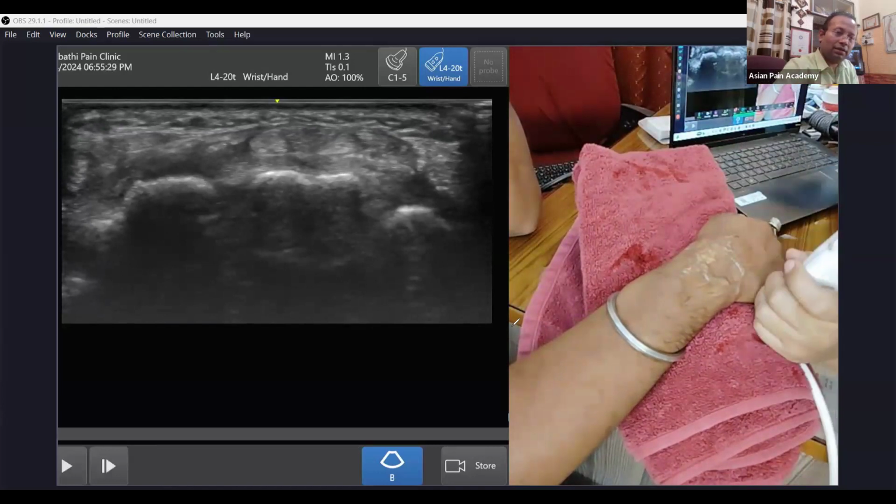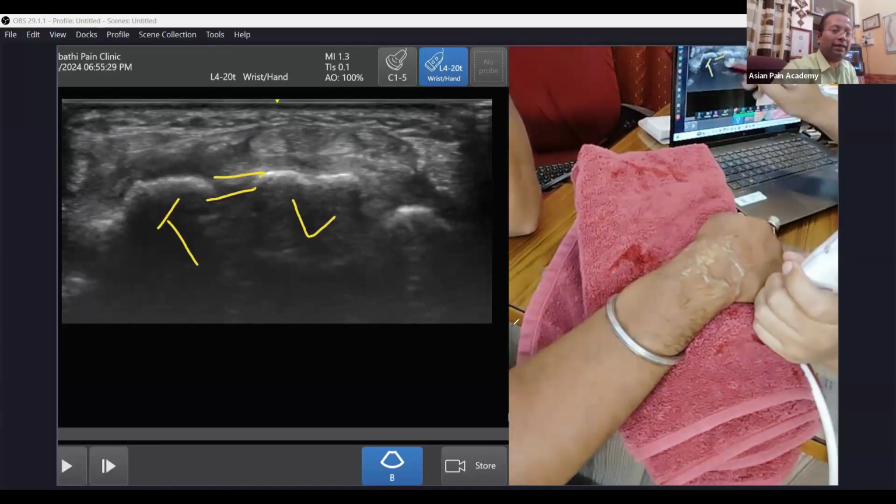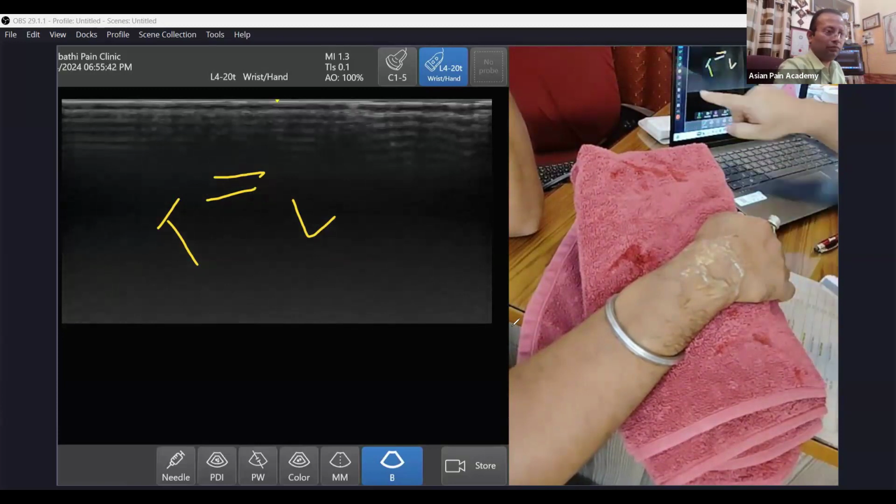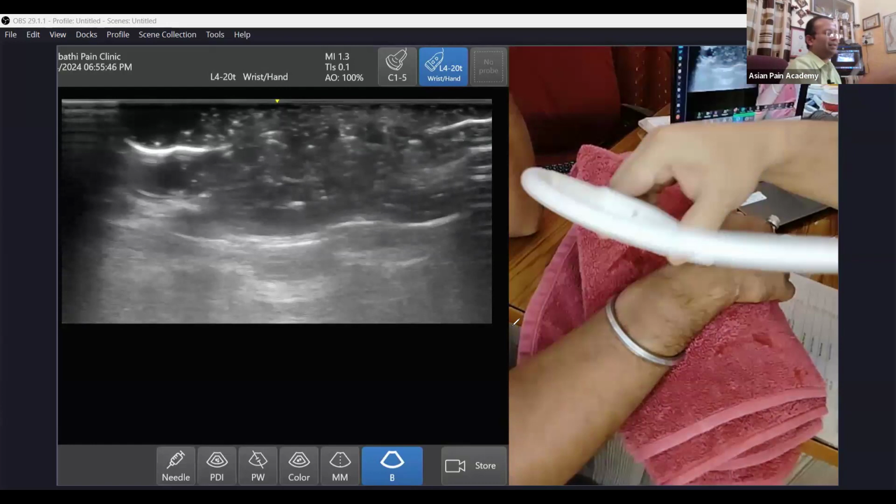So this is the lunotriquetral area. This is the ligament. Okay. So these are small ligaments. Only these two ligaments are all right.